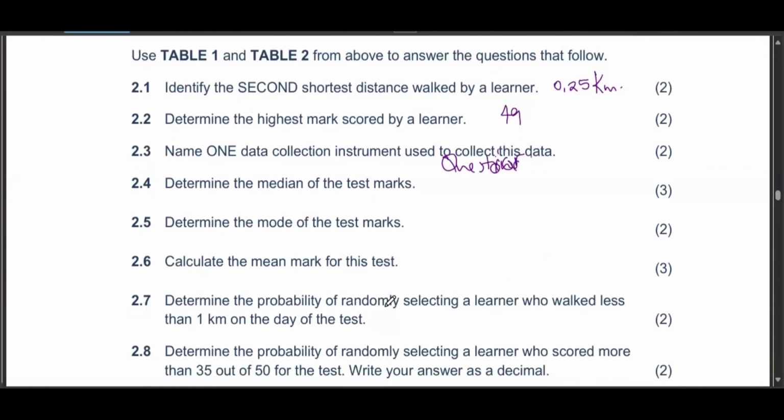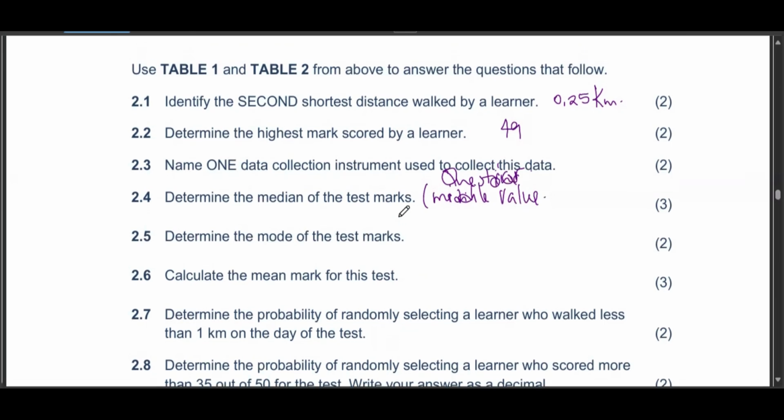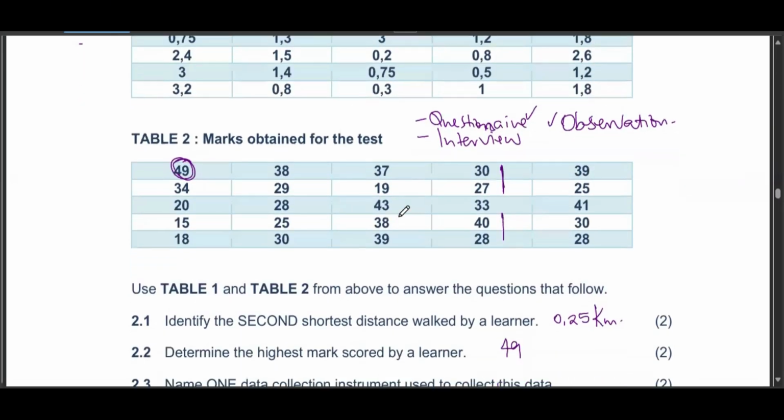Determine the median of the test mark. We said you look for the middle number, the middle value. Then determine the mode of the test mark, the number that appears most.